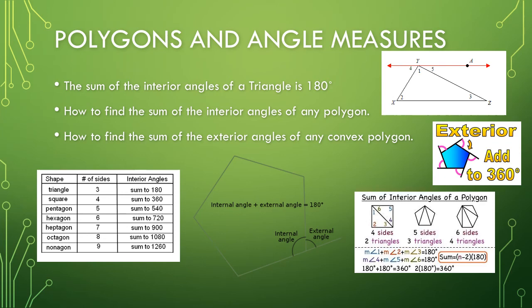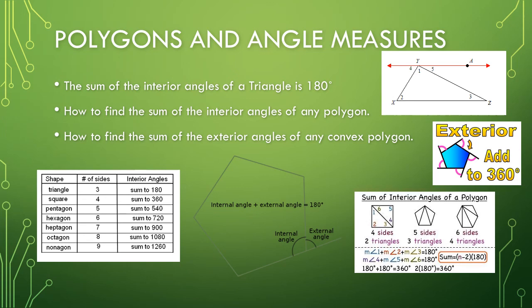The next thing that we can do is we can find the sum of the interior angles of any polygon. What we can do is we can break up that polygon into triangles and count the number of triangles. And that actually helps us to create a formula or an equation that allows us to take the number of sides, subtract it by 2, and multiply it by 180. 180, once again, being the sum of the interior angles of a triangle, and that will give us the sum of all the interior angles of any polygon.